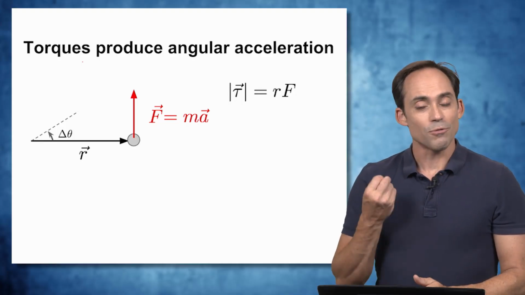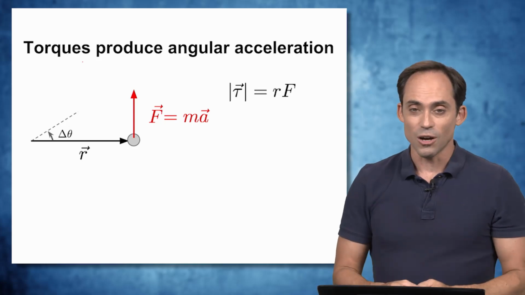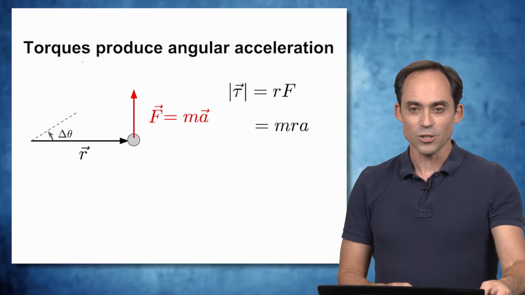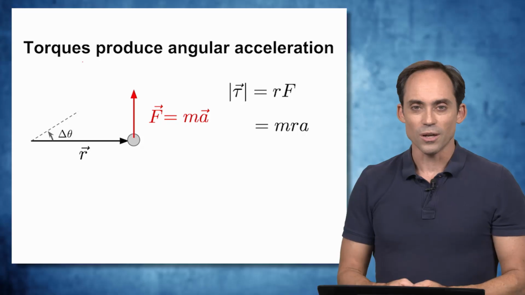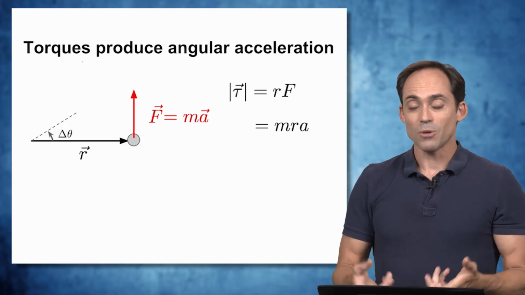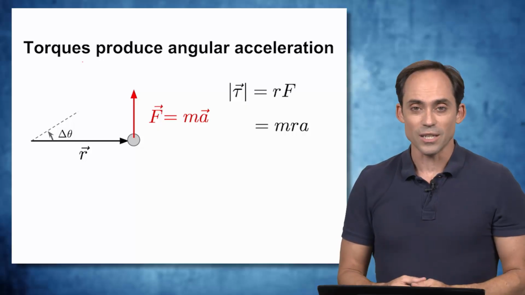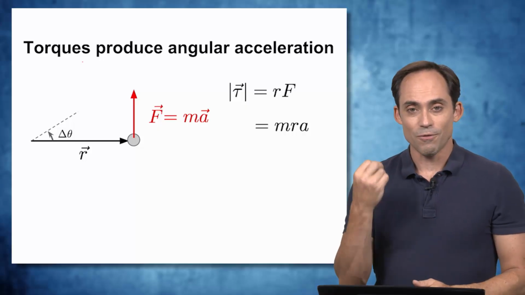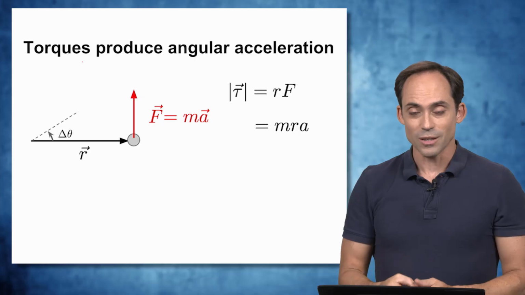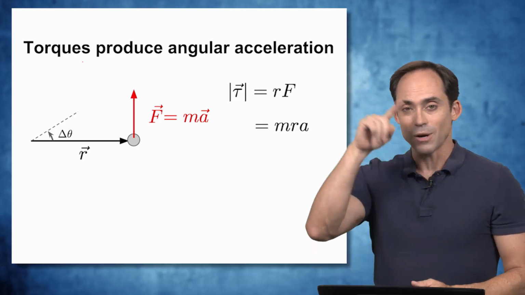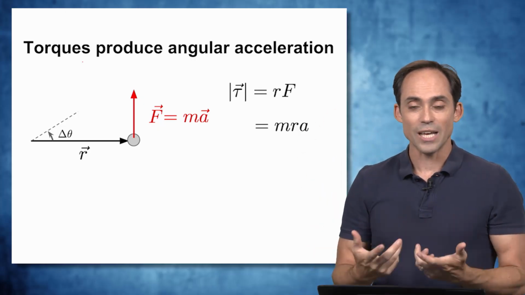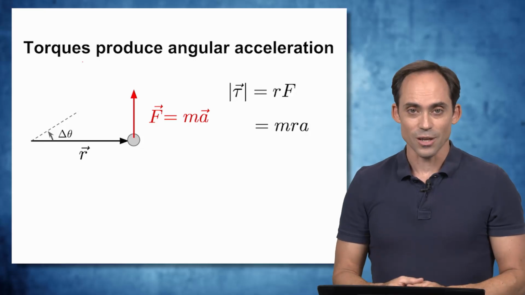Now remember, the force for Newton's second law is just mass times acceleration. So we can rewrite our torque magnitude as m r times the acceleration. And we can relate this back to our angular quantities by remembering that the physical acceleration, the projected acceleration of an object that's spinning around in a circle, is just the radius times the angular acceleration.